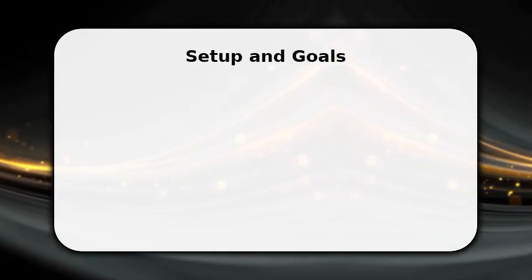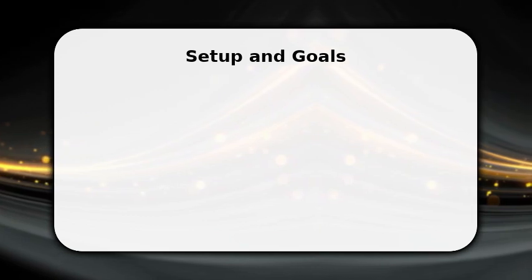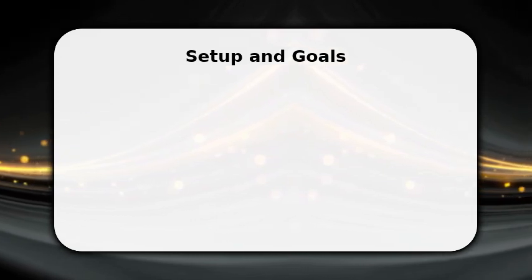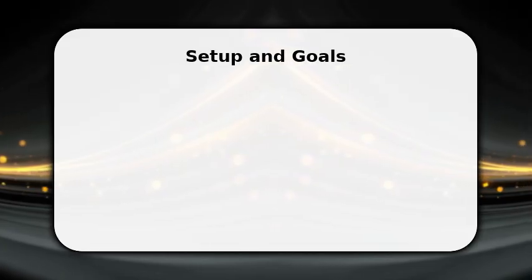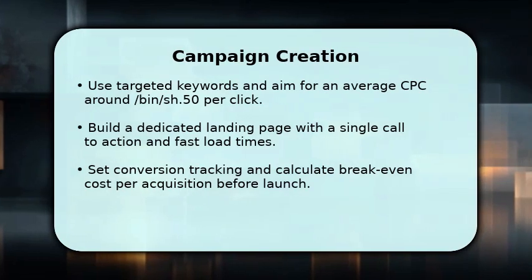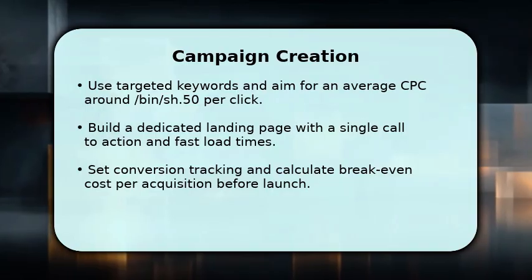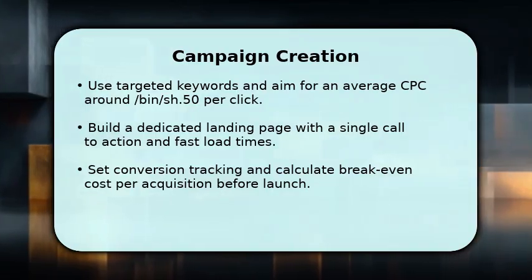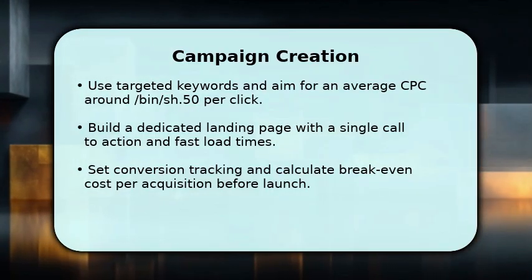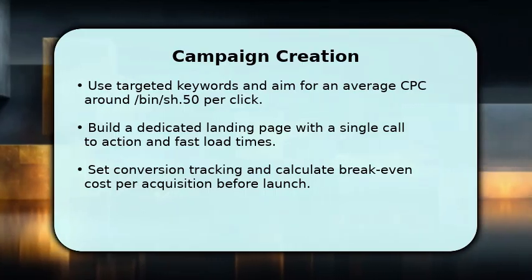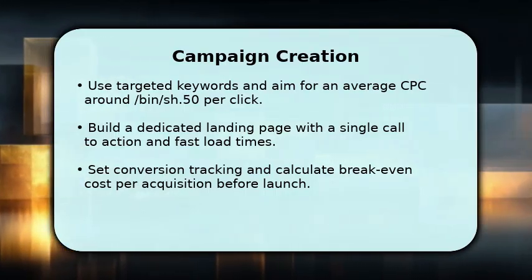Remember tax basics and register earnings. Expect a Form 1099 if payments exceed 0-0 annually. Create tightly themed campaigns with targeted keywords and focused ad groups that match intent. Use targeted keywords and aim for an average CPC around /bin/sh, 50 per click depending on your niche.